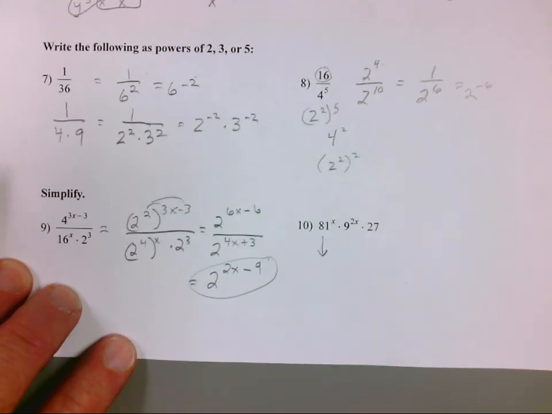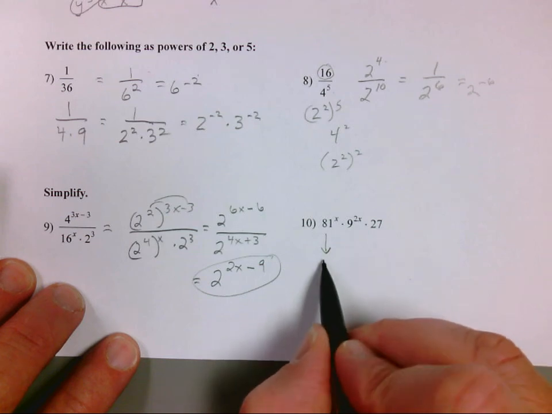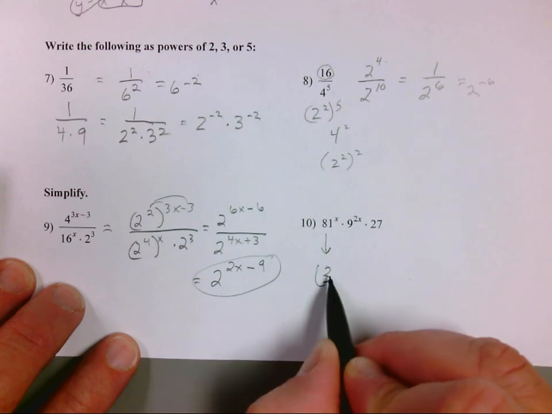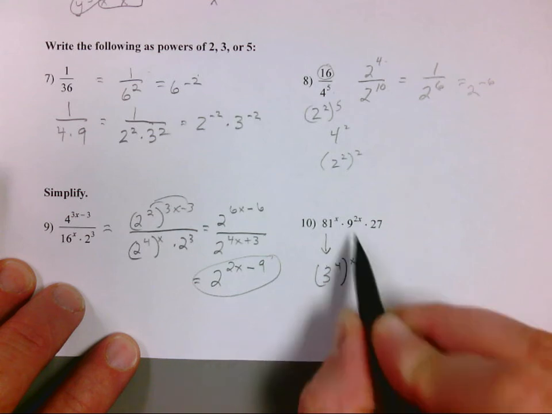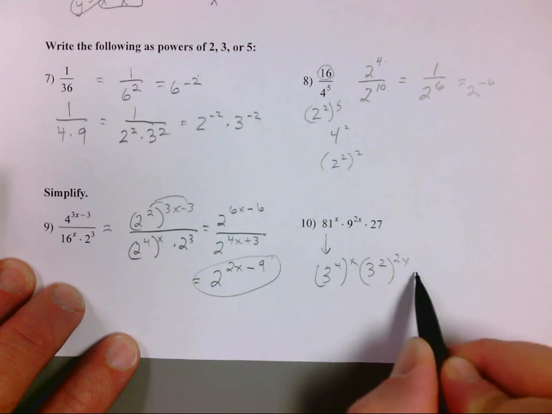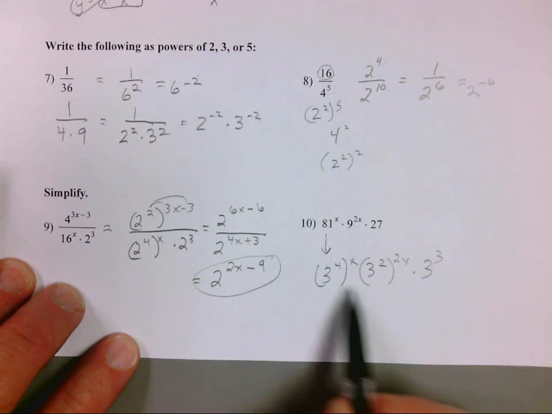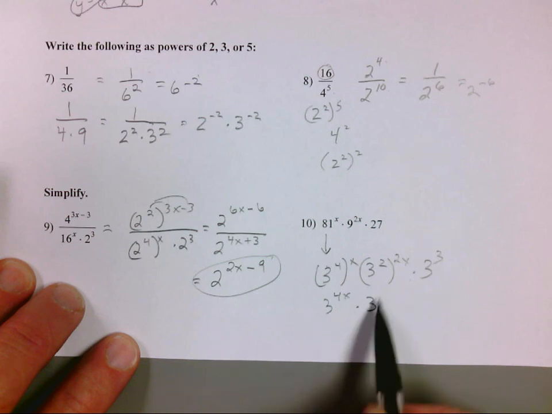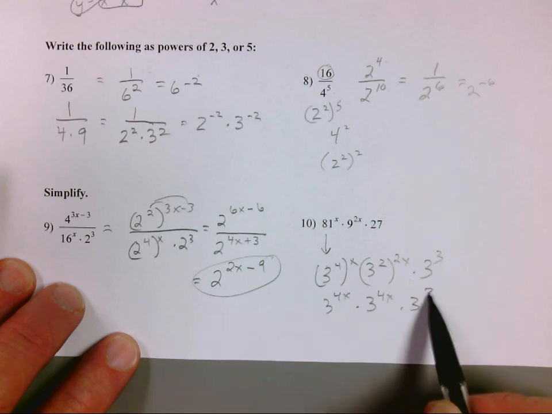Last one, 81. I know that is 3 to the 4th because it's 9 squared, which is 3 squared squared, so 3 to the 4th to the x. This is 3 squared to the 2x, 3 to the 3rd. So we have 3 to the 4x times 3 to the 4x times 3 to the 3rd, which is 3 to the 8x plus 3.